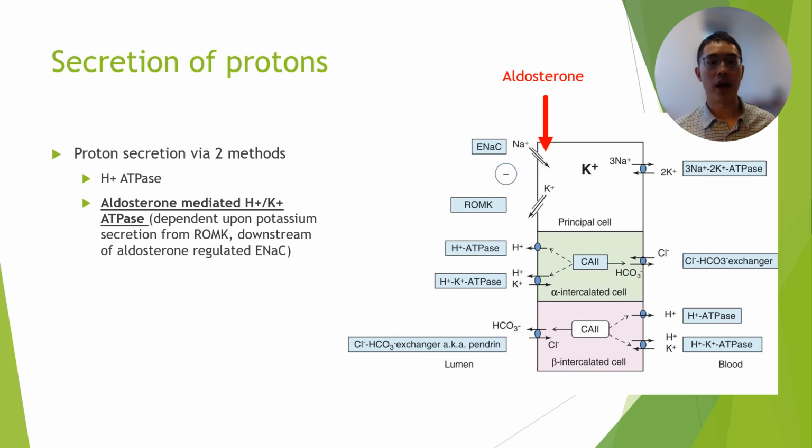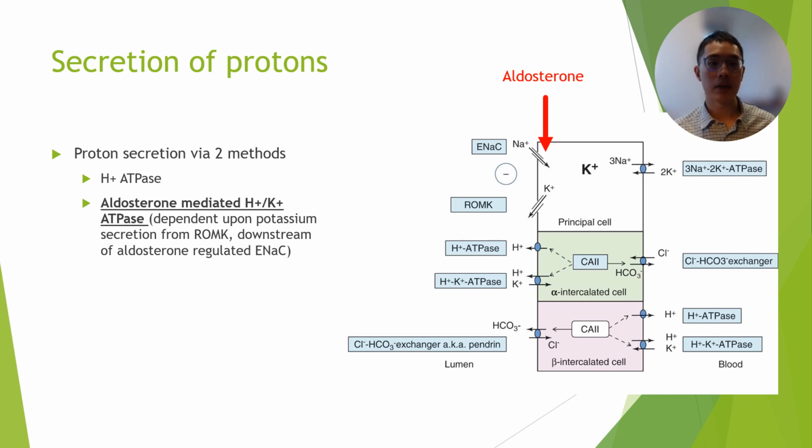Lastly, our body can get rid of any extra protons in the distal tubule via 2 mechanisms in the alpha intercalated cell, the H+ ATPase and the H+K+ ATPase. The hydrogen potassium or H+K+ ATPase is dependent upon potassium secretion from the ROMK in the principal cell. The ROMK in turn is dependent upon sodium reabsorption through the ENaC channel. And the ENaC channel is in turn dependent upon the presence of aldosterone. Hence, the proton secretion through the H+K+ ATPase is ultimately aldosterone dependent and will play a role in states of high or low aldosterone, as we'll see later.